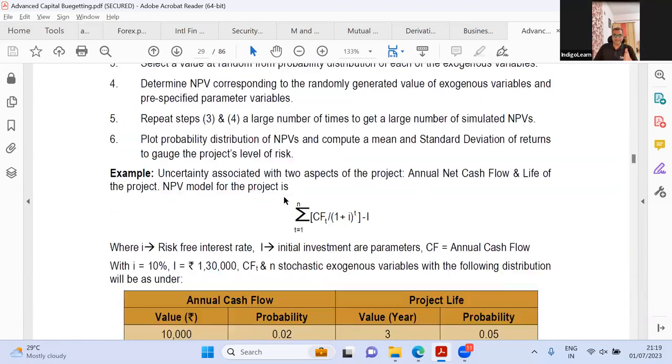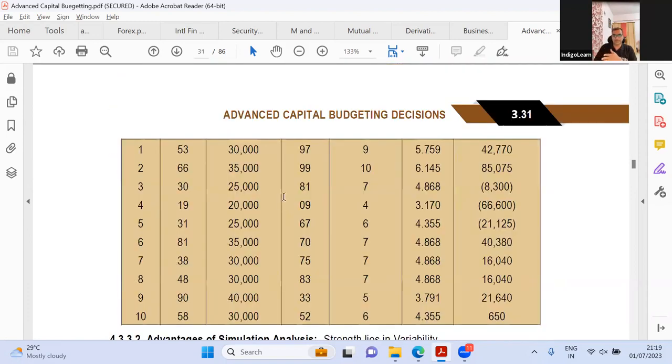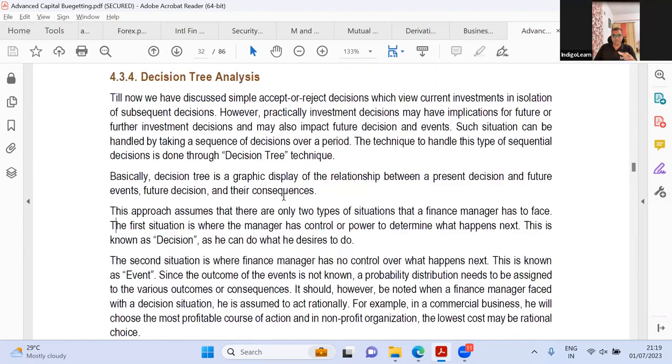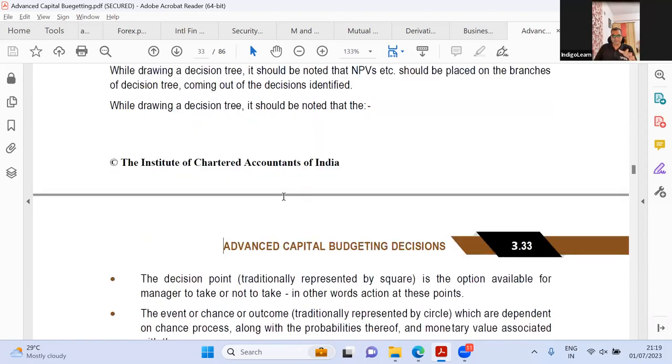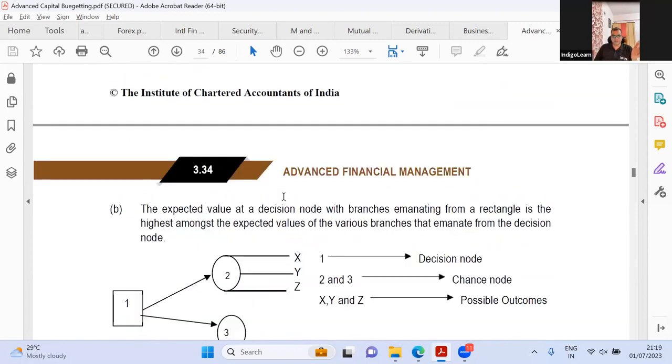So those of you who have passed Inter and are going to write the CA Final in the new syllabus, it's actually going to be, to a certain extent, repetition. This particular chapter is not so difficult.